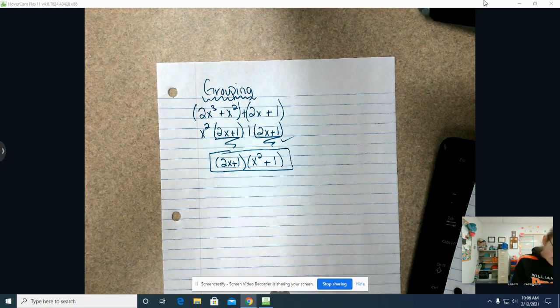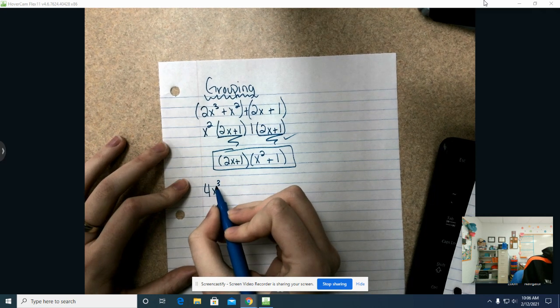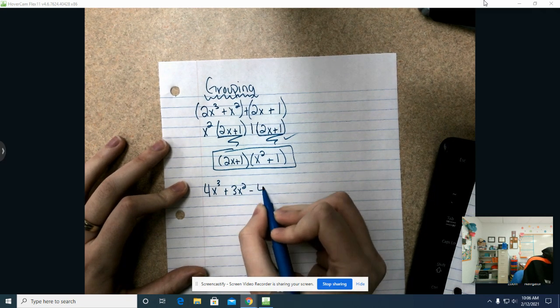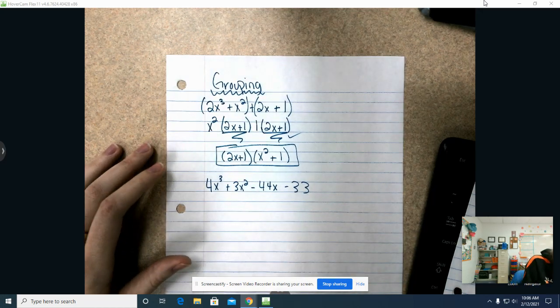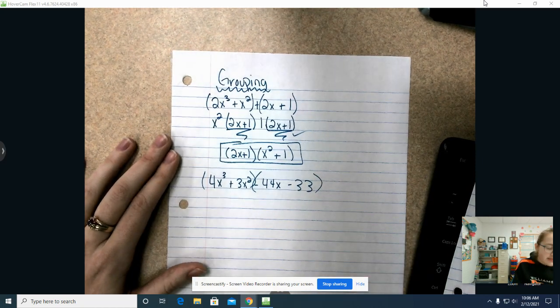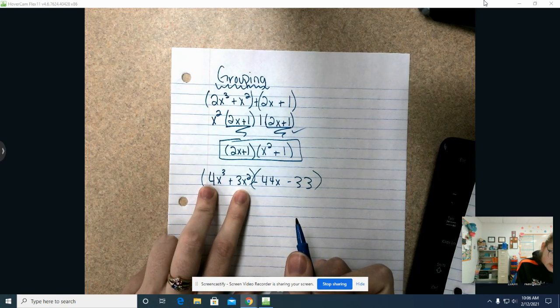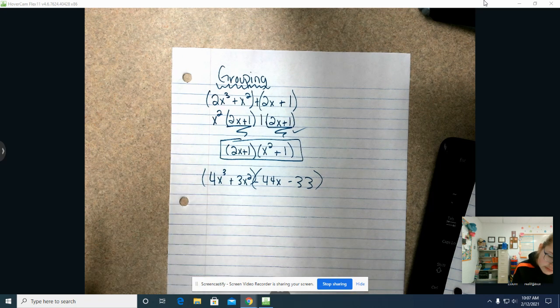Okay, let's try another one. We're going to have 4x to the third plus 3x squared minus 44x minus 33. So we're going to go ahead and group our groups of 2. And then we're going to do greatest common factor. So what's the biggest thing I can pull out of this one? It's going to be, let's see, I can pull out, well, 4.